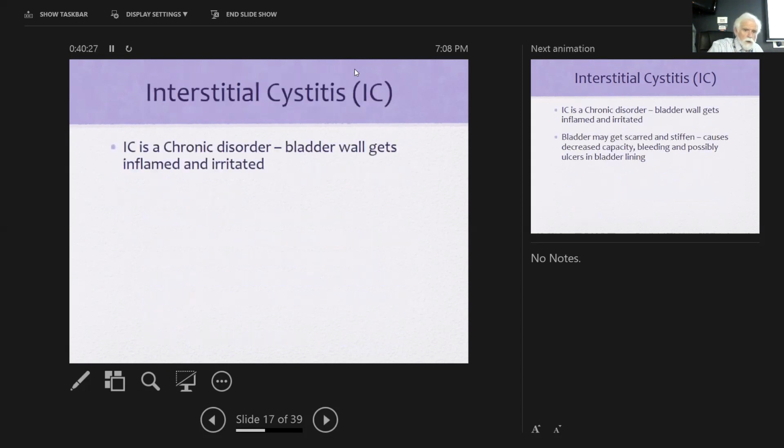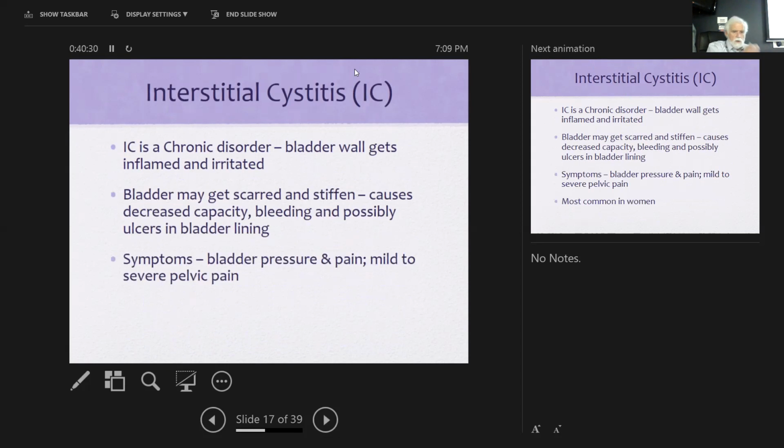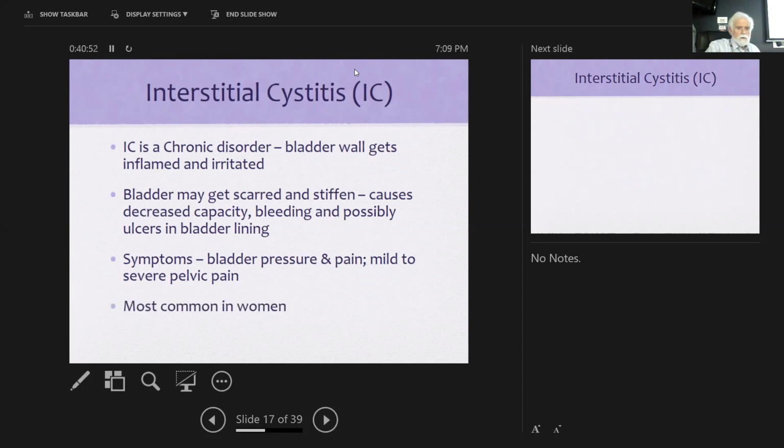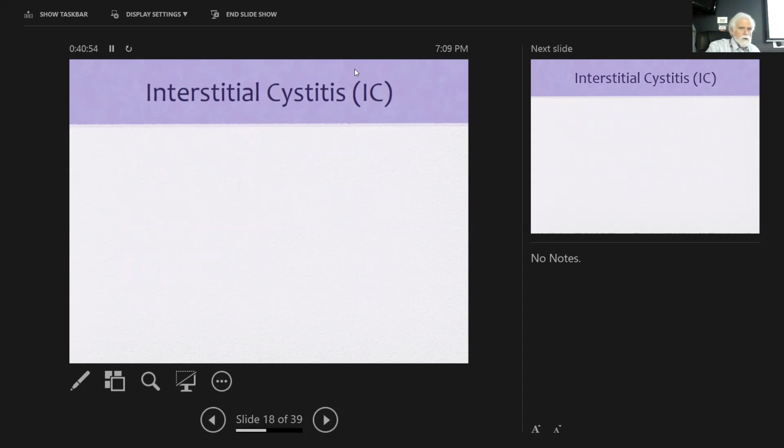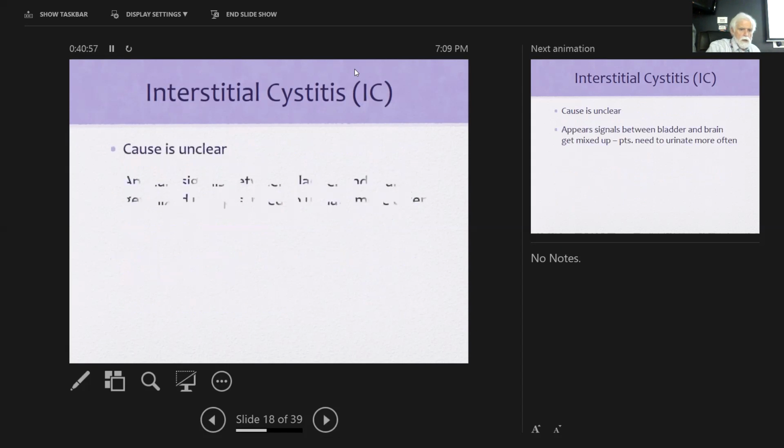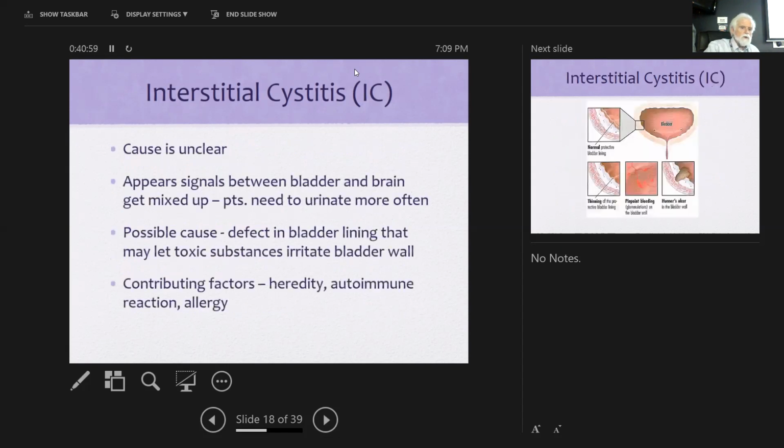So we also have interstitial cystitis, which is an inflammatory disorder of the bladder. And the symptoms actually include a lot of pressure, feeling like you have to urinate but can't. You feel that pressure, and then it can be pretty painful to urinate. Interstitial cystitis is more common in women than in men. We don't know what the cause is. There's something that happens to create an inflammatory issue.